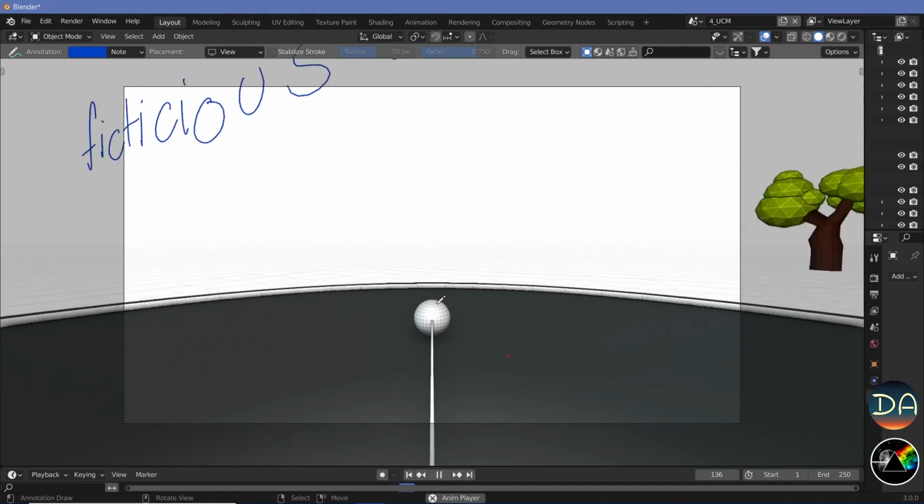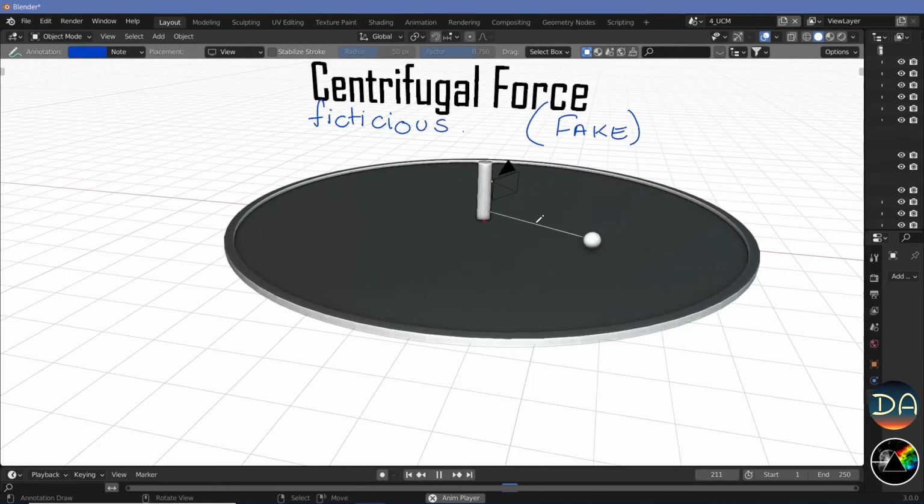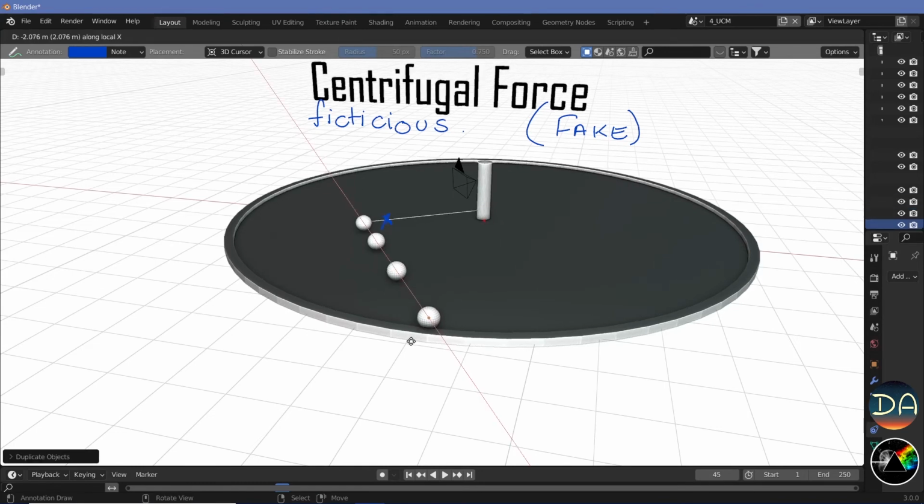Now let's take a look at what would happen if at a certain point in time, this string happens to break. If the string was to break at, let's say, this specific position, we know that this ball would continue its path in the tangential direction. So that means it would continue its path in this specific direction. So let's say that it continues like this. So these are different instances in time.